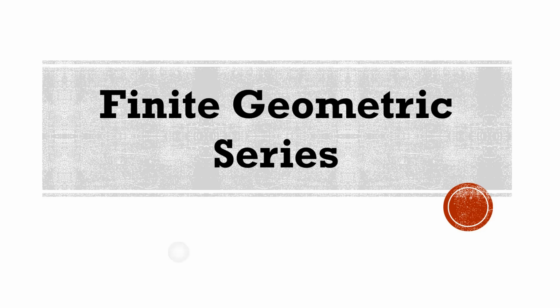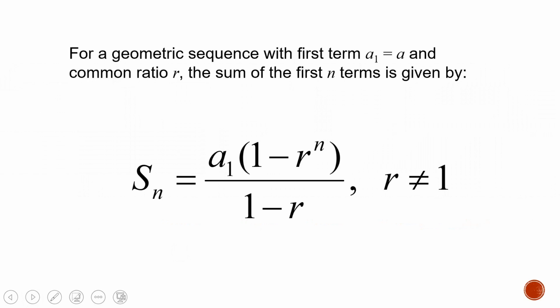Okay, thank you. Let's begin with the formula that we will be using. Our a sub 1 there is the first term of the sequence, our r is the common ratio, and the n is the total number of terms that we will be adding in a given geometric series. Obviously, s sub n is the sum, and just a reminder, r cannot be equal to 1.